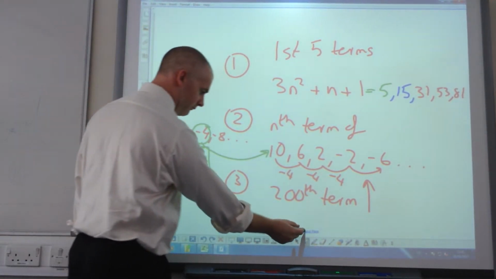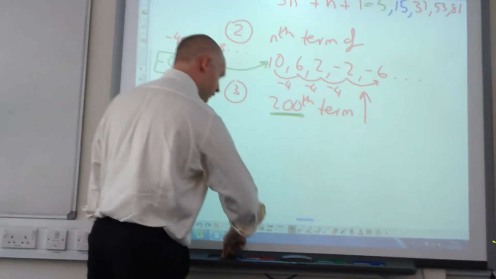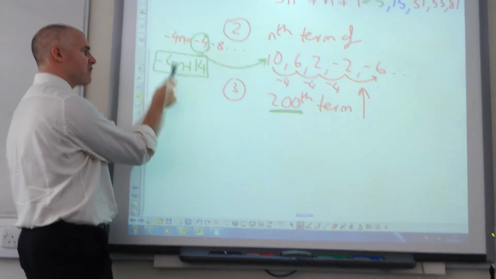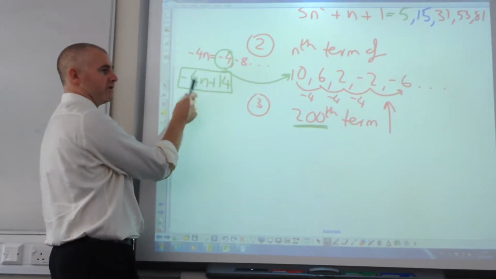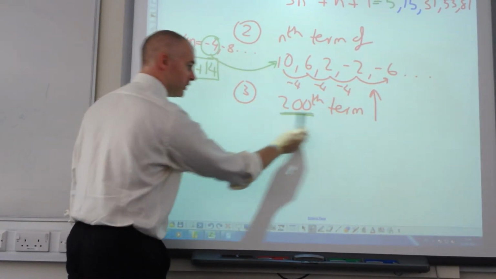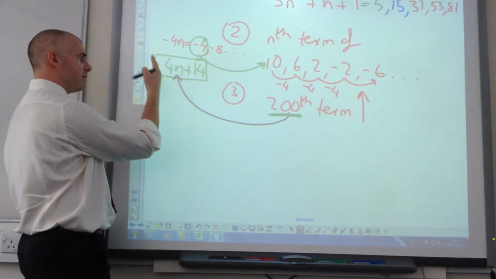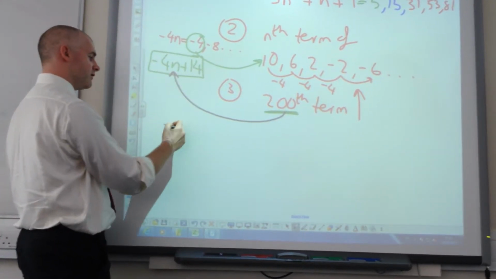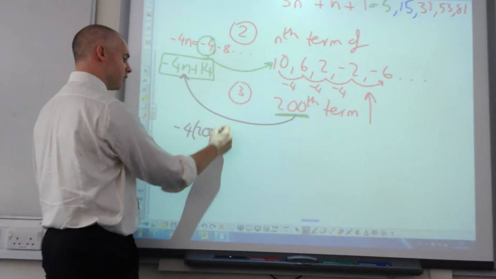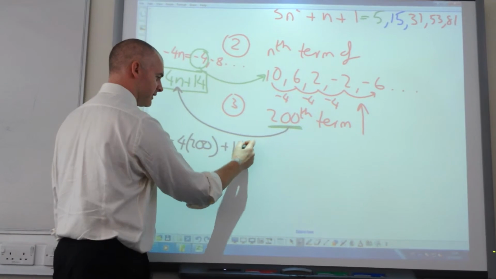For the last question, it asks you for the 200th term. For the 200th term, the n represents the term, i.e. for the first one it's 1, for the second one it's 2, etc. So for the 200th term, n becomes 200. This means minus 4 lots of that, so you do minus 4 times 200. I write mine in brackets to show that. And then you add on 14.